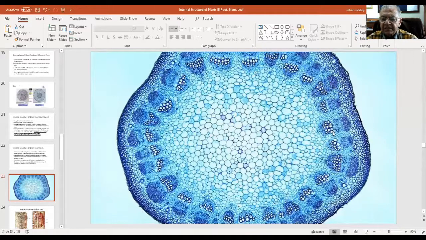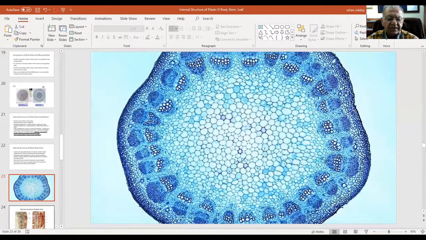Now the important characteristic of this dicot stem is the presence of a large number of vascular bundles which are arranged in the form of a ring. You can see these vascular bundles which are arranged in the form of a ring. This you have to remember for dicot stem. And the center of dicot stem is occupied by pith. So this is the structure of dicot stem.